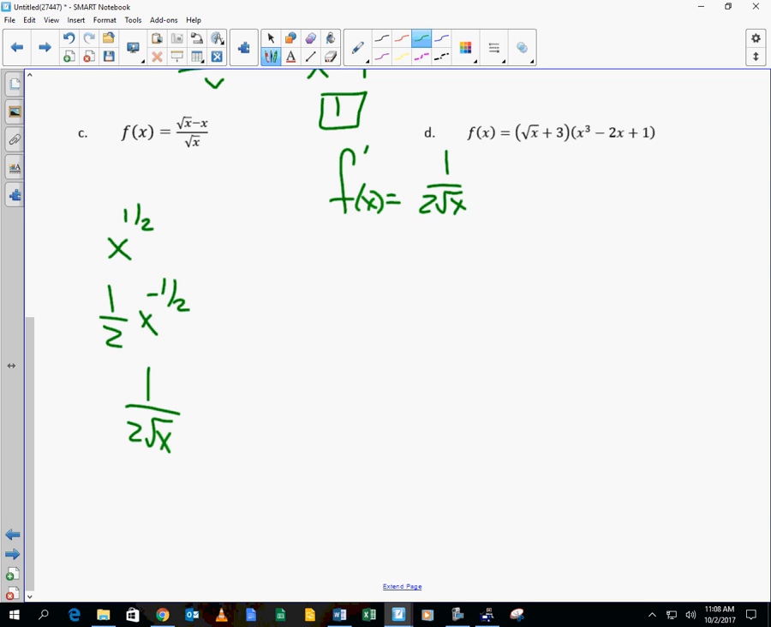So I took the derivative of the first part, times x cubed minus 2x plus 1, plus the root of x plus 3 times 3x squared minus 2. And I will not ask you to try to simplify that expression if you see it on the test, okay? I'm not going to give you those type of situations. I might say, now that that's the derivative, find the slope. So you would plug in 1 and find the slope, or plug in 0, or whatever the number is.